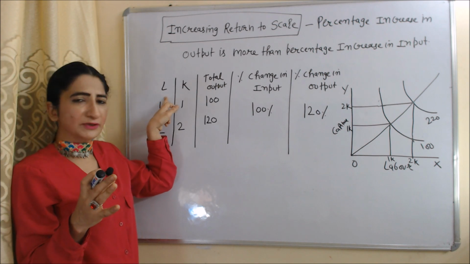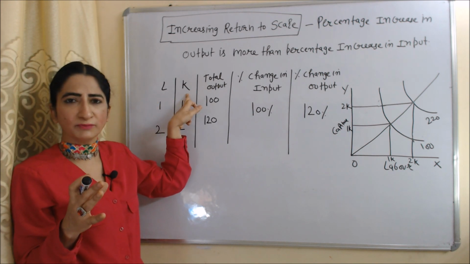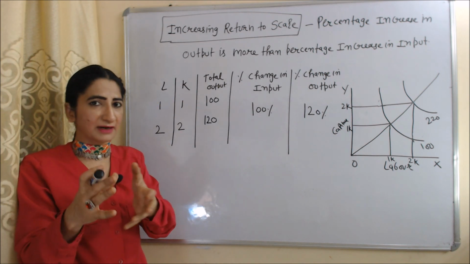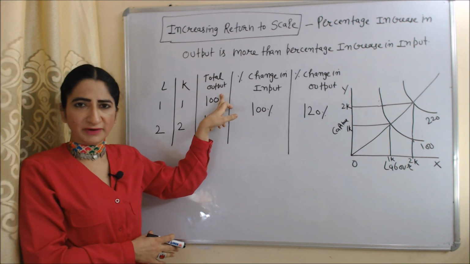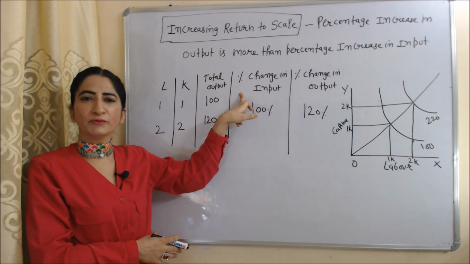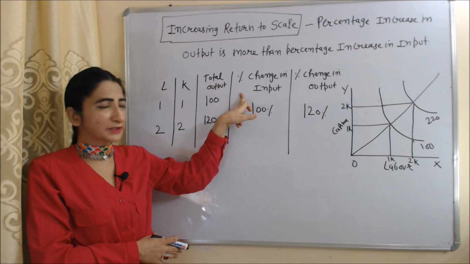Here you can see in the first column we have labor and in the second column we have capital. Labor and capital are our inputs. In the third column we have total output. In the fourth column we have percentage change in input.